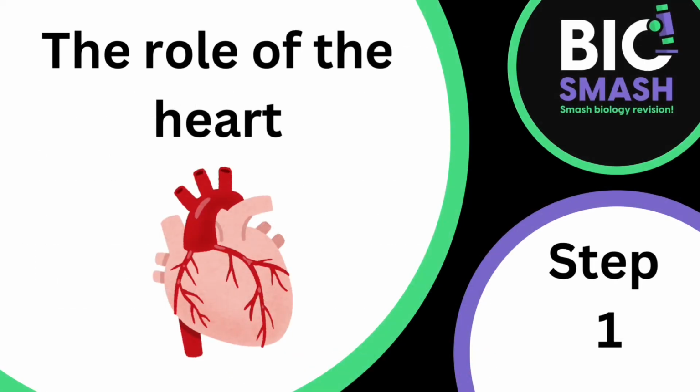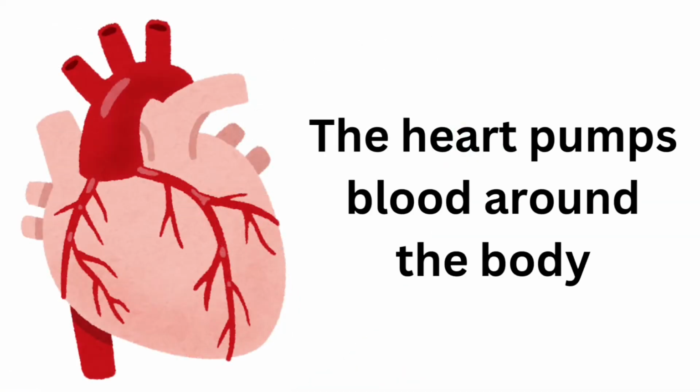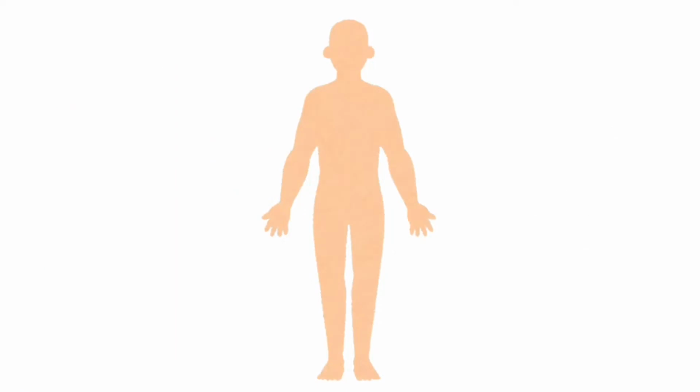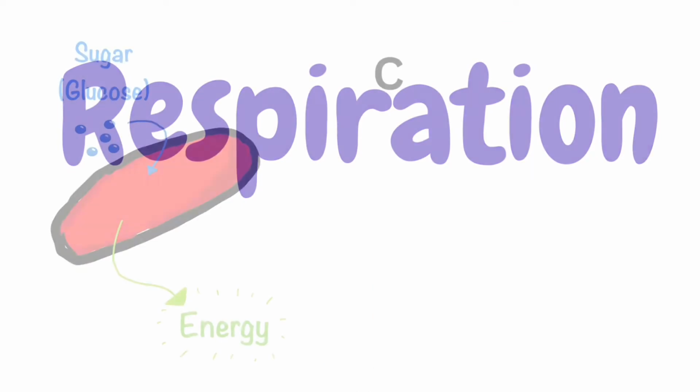Before we can label a diagram of the heart, we need to understand its job. So let's look at that first. The heart's job is to pump blood around the body. Like all animals, humans need energy. Our bodies get energy through a process called respiration.